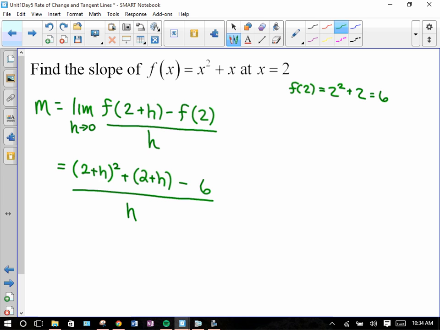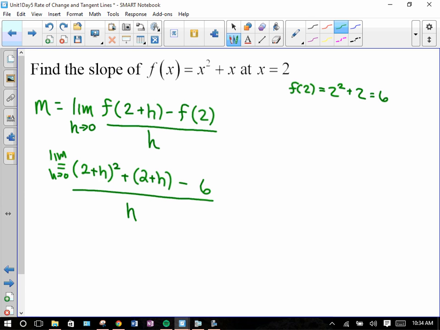And I put bad notation here. I should have the limit as h goes to 0 in front of this. So it should say equals the limit as h goes to 0. Now, this takes a decent amount of work that you guys have to be willing to put in.